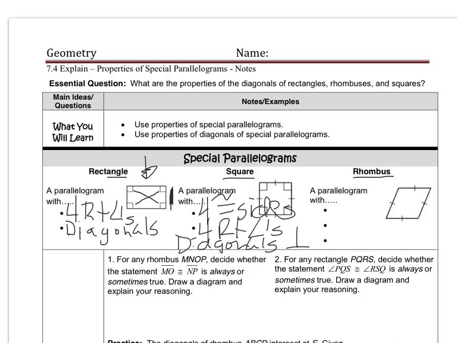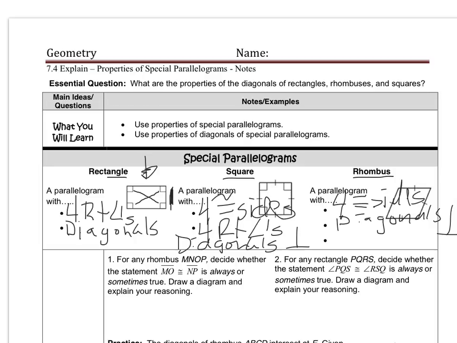Then you have a rhombus. Now a rhombus, again, is a parallelogram. Its opposite sides are congruent. Its opposite sides are parallel. All the things that a parallelogram has. But what makes a rhombus a rhombus is it has four congruent sides, just like a square, but it doesn't have to have the four right angles. The other thing that a rhombus does is that the diagonals are also perpendicular. So the diagonals are perpendicular.